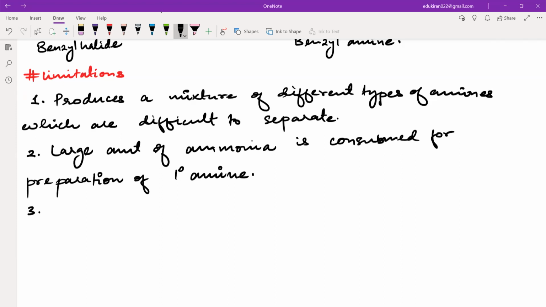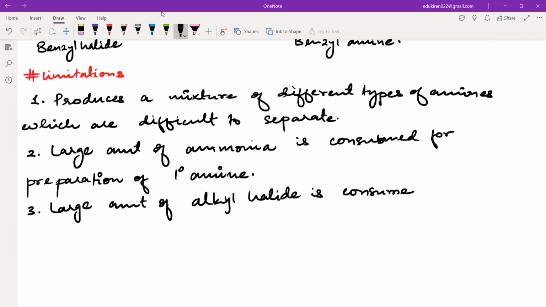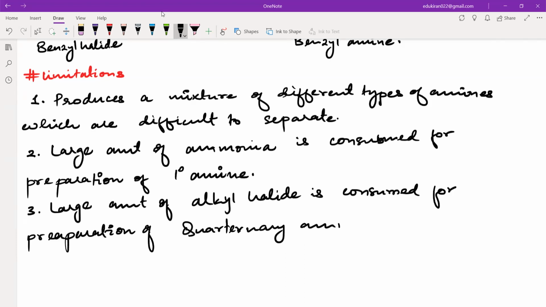And if you want to make a quaternary salt, then a large amount of alkyl halide is consumed for preparation of quaternary ammonium salt.